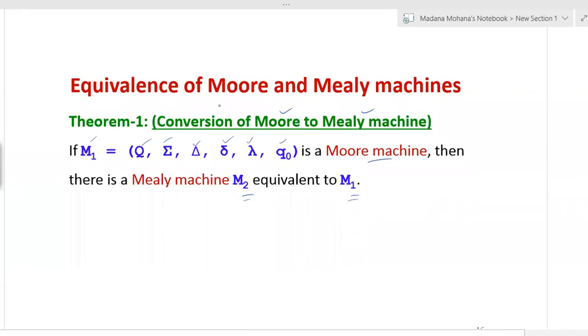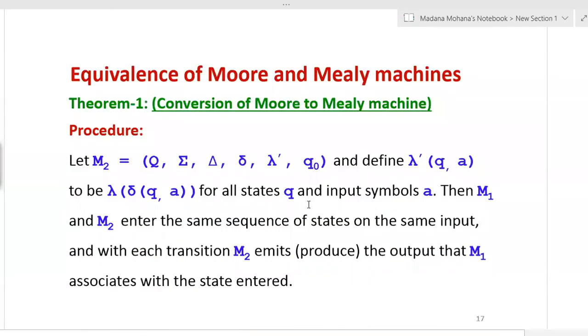So for a given Moore machine, we can construct an equivalent Mealy machine: a Moore machine with common outputs is converted into a Mealy machine with different outputs. According to this theorem, the procedure is very simple. We need to construct a Mealy machine M2. Let M2 equal (Q, sigma, delta, the transition function delta, the output function lambda dash, Q naught). Here the only tuple that varies is lambda dash, the output function. All the others remain the same in M2, and we define lambda dash using this formula.